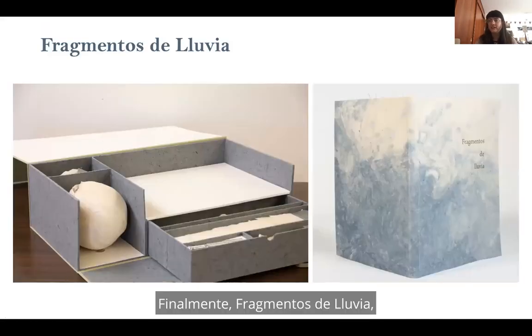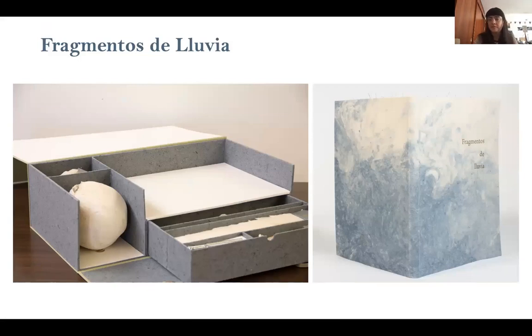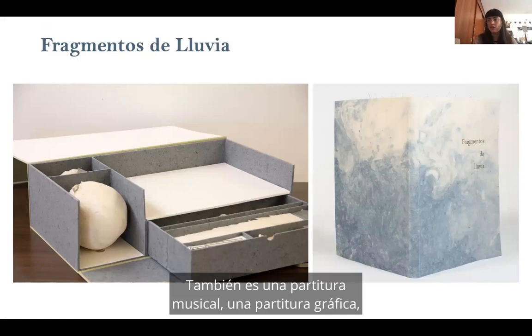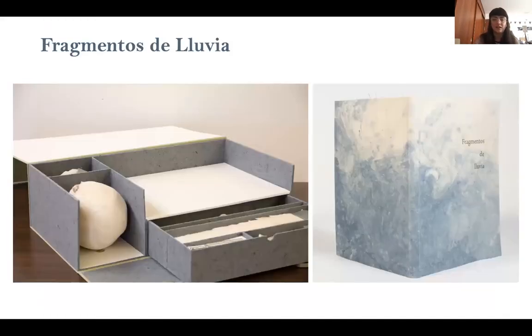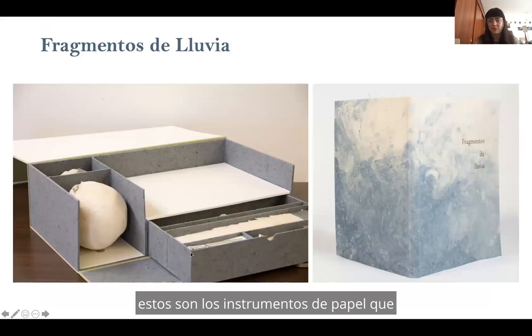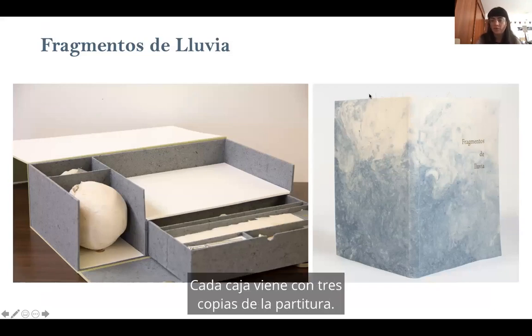And finally, Fragmentos de Lluvia is the other book I worked on for my thesis. It's also a music score. It's a graphic score, and it's meant to be performed by a choir or a vocal ensemble, paper instruments, and a soloist. You can see here, these are the paper instruments that the performers play, and this is the score. Each box comes with 3 copies of the score.